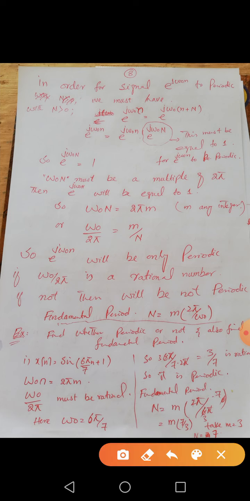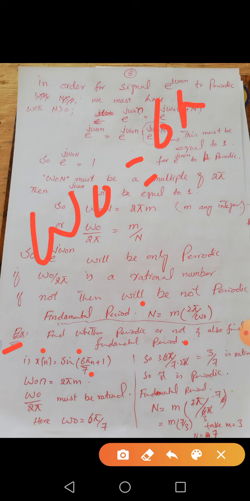The fundamental period will be equal to N equal to m times 2 pi by omega naught. This is an example. Find whether the given signal is periodic or not, and also find its fundamental period. For example, x of n equal to sin (6 pi by 7 n plus 1). So omega naught is equal to 6 pi by 7. This is its omega naught.